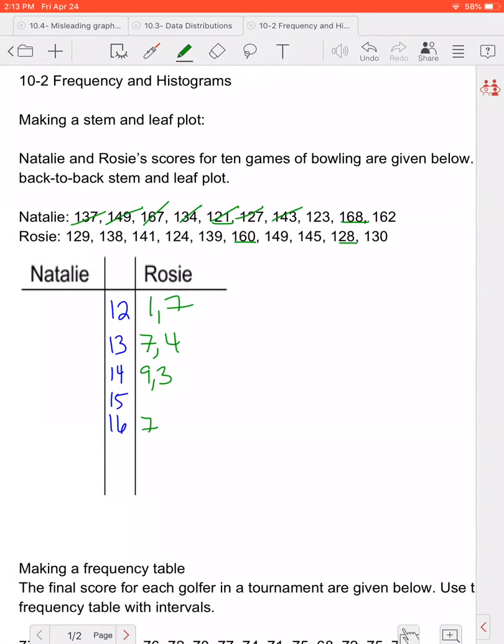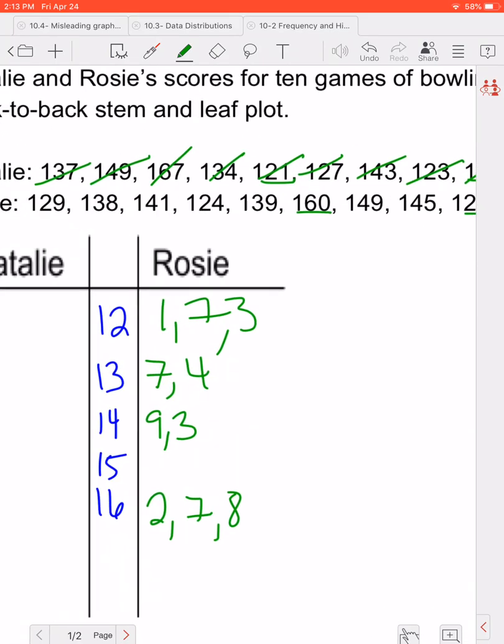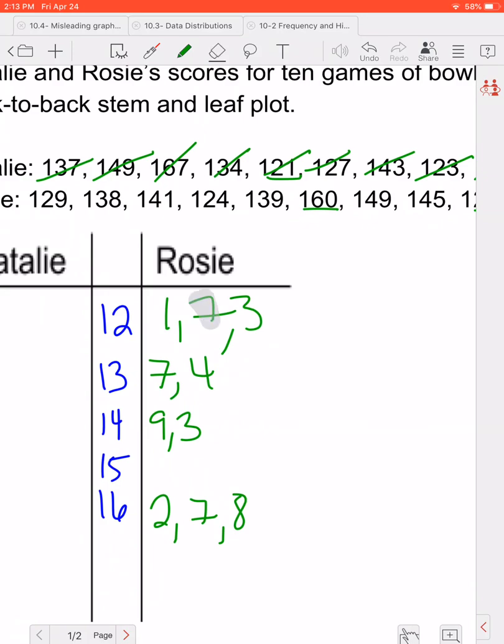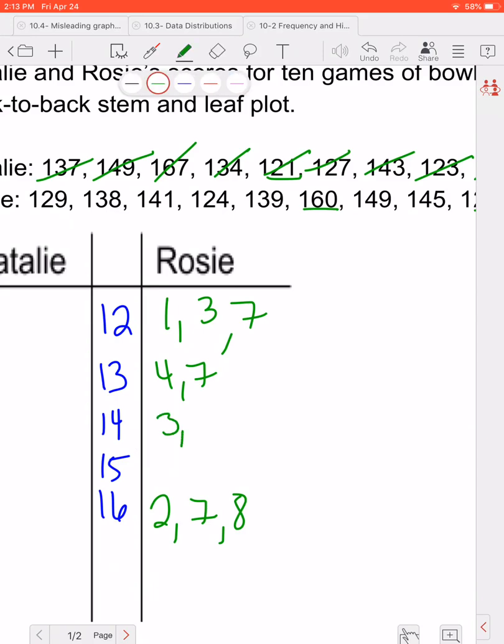Notice I'm putting a comma between each number I'm putting in. 123 is a 3 here. 168 is an 8 here. And 162, I'm actually going to move this over, because we like the numbers in order. So I'm going to put that 2 in front just so it's in order. And then I'm going to look through, and I notice for 12, I have a 3 and a 7, so I'm just going to flip-flop those so they're in the right order. Same with the 4 and the 7, and the 3 and the 9. Now you can do this as you're writing, I just didn't do it in the moment. I'll probably do it for the next one.